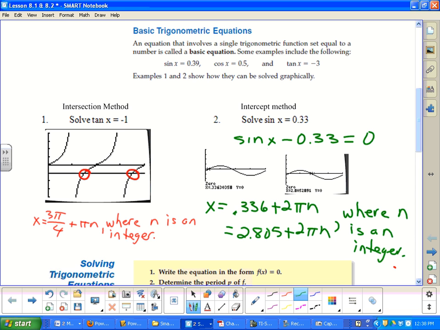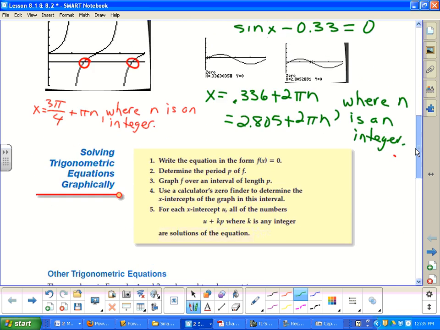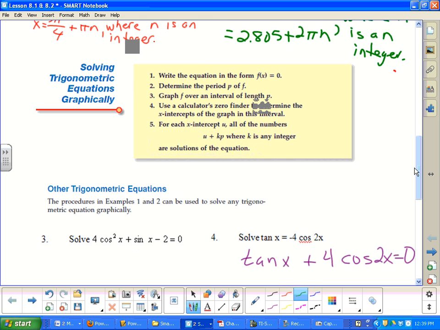So you use the method that's easiest for you. But the one thing is that you're probably most of the time going to want to use the intercept method, find the zeros. It's usually a little bit easier than the intersection method, just because sometimes it gets a little confusing.